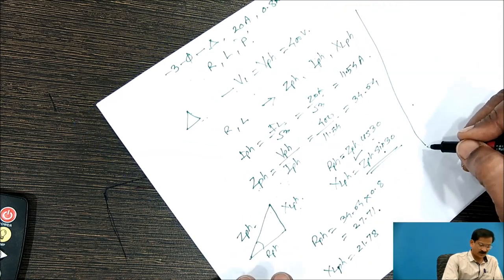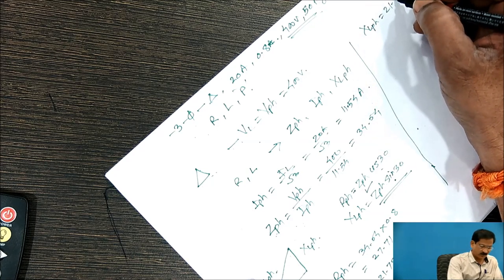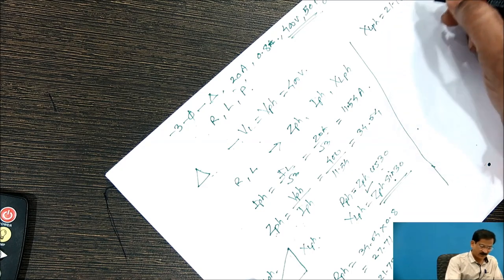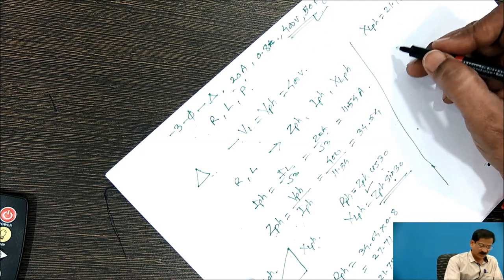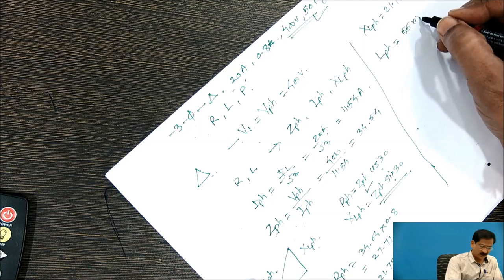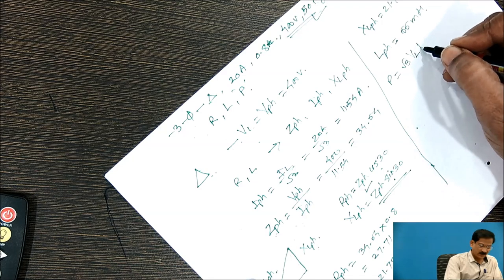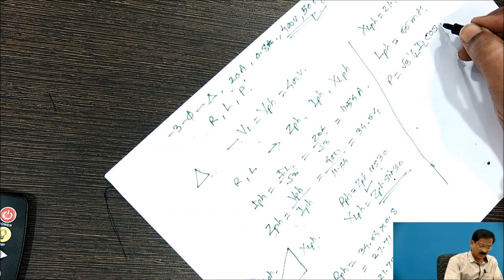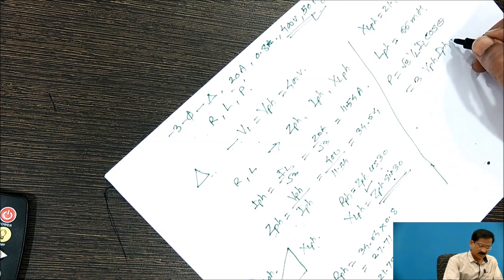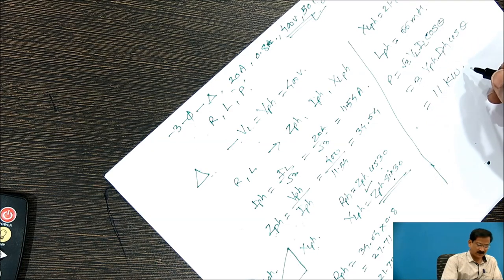Now from this we can find out LPH. XLPH is equal to 2 pi f LPH. F is the frequency, given as 50 hertz. From this we can find out LPH is equal to 66 millihenry. Active power is equal to root 3 VL IL cos theta or 3 times VPH IPH cos theta, and it comes out to be 11 kilowatt.